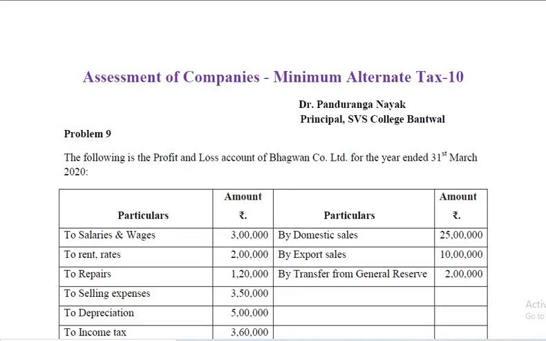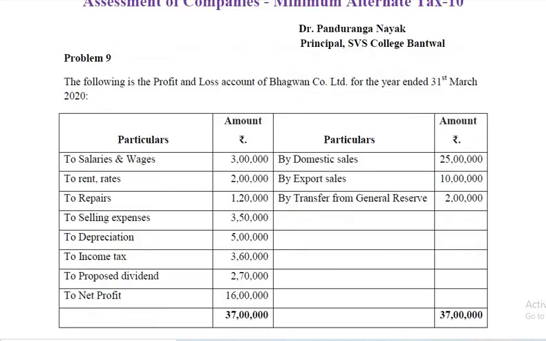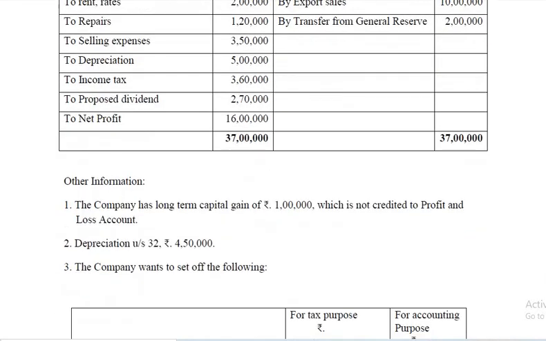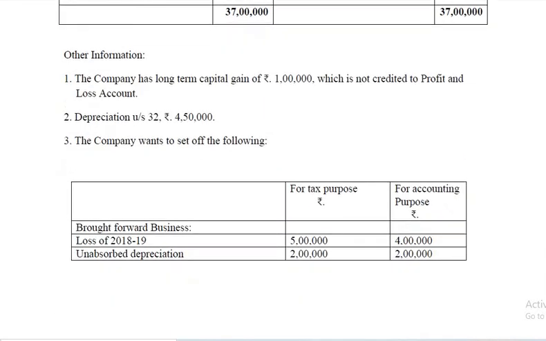Dear students, we'll solve a problem on assessment of companies applying MAT. This is video number 10. You have got a problem here wherein the profit and loss account of Bhagwan Company Limited for the year ended 31st March 2020 is given. We will look at the other information first, along with the profit and loss account items.